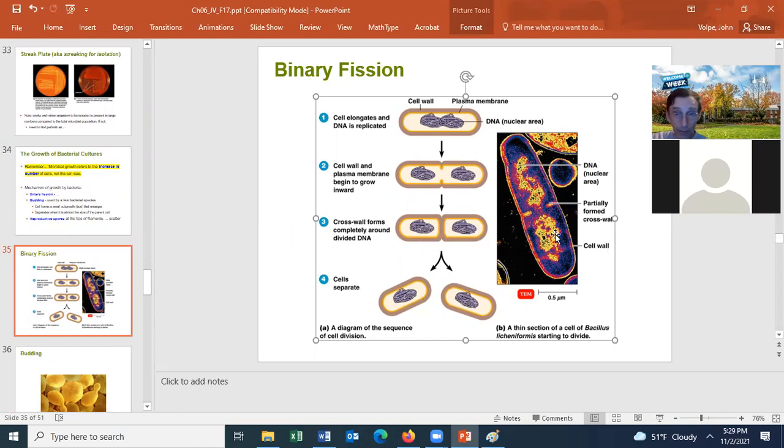And here's an actual electron microscopic picture of a cell, which is going through binary division, binary fission. Any questions about that?